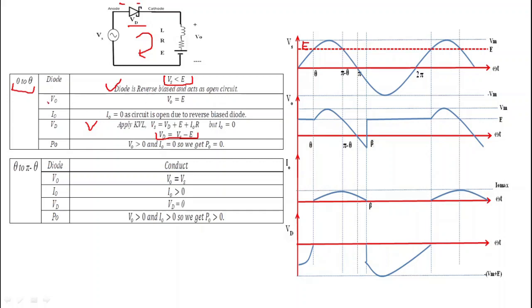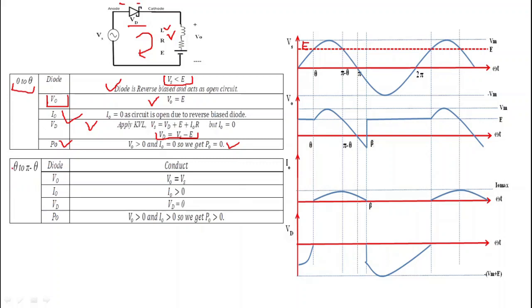Okay, now what is the output voltage V0? We know that V0 is equal to the drop across this RLE load. As current is 0, there is no drop across the inductance L and the resistance R. That's why we get output voltage V0 equal to E. So here V0 is equal to E. And what is power P0? P0 is equal to V0 into I0, and as I0 is equal to 0, P0 is equal to 0. And this I0 is equal to 0 because the diode is open circuit.